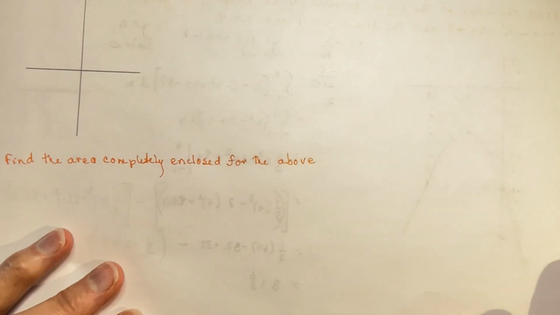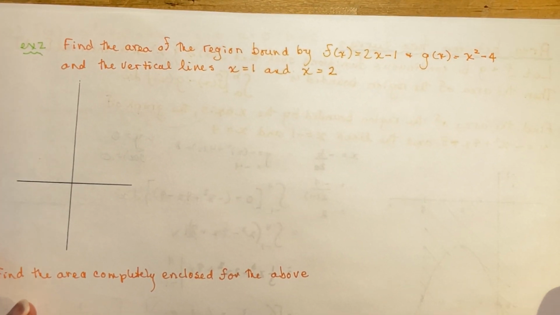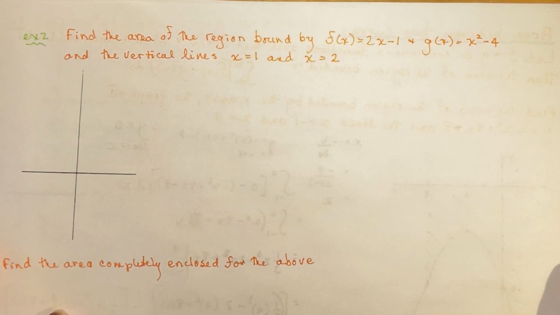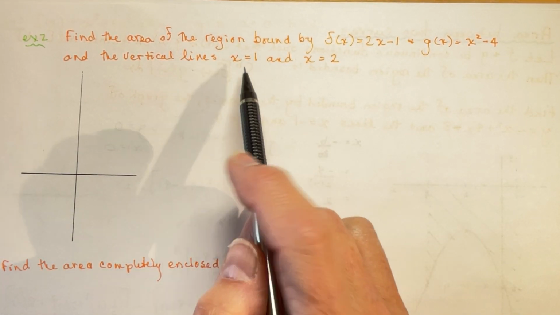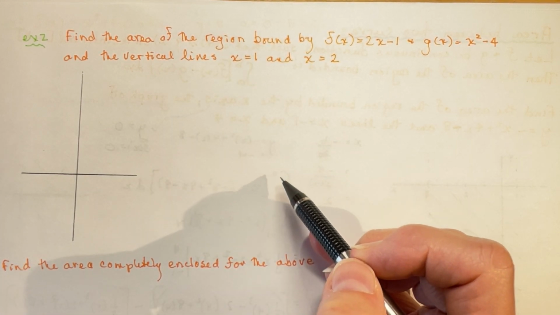Okay, example 2. Find the area of the region bounded by f at x equals 2x minus 1, g at x equals x squared minus 4, and the vertical lines 1 and 2. So now we're in between two curves.